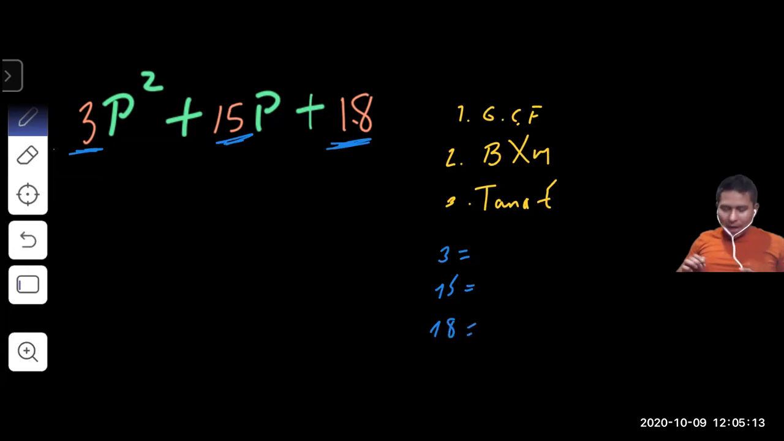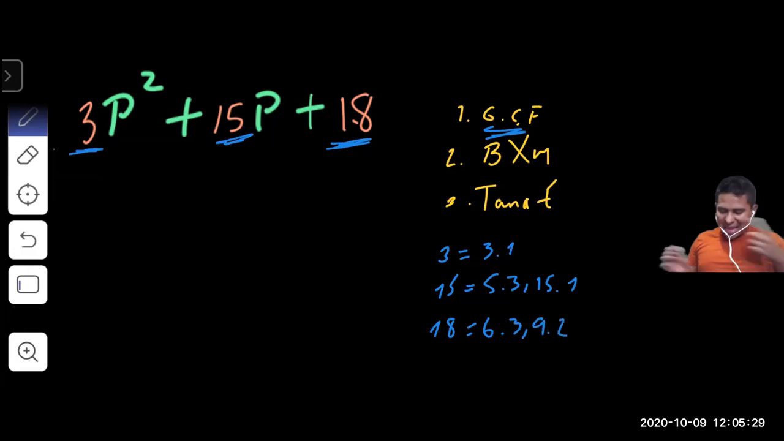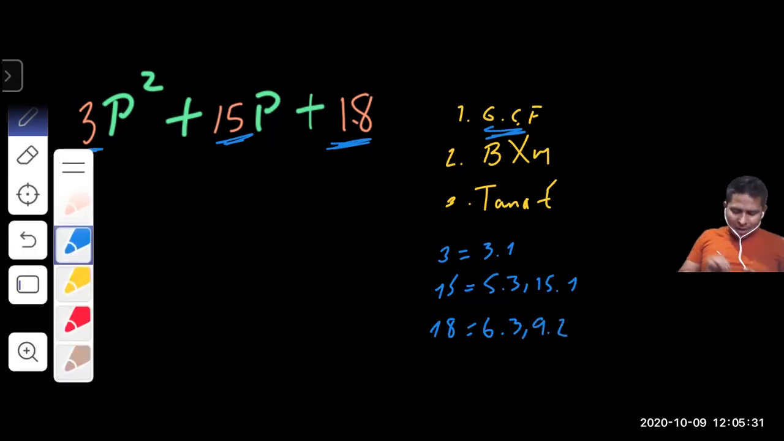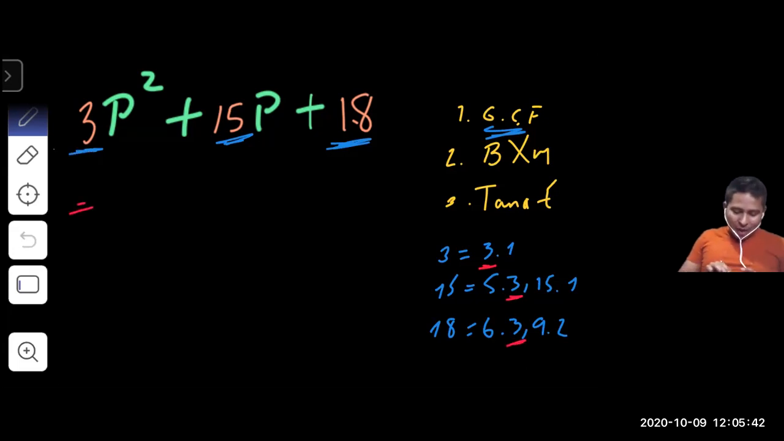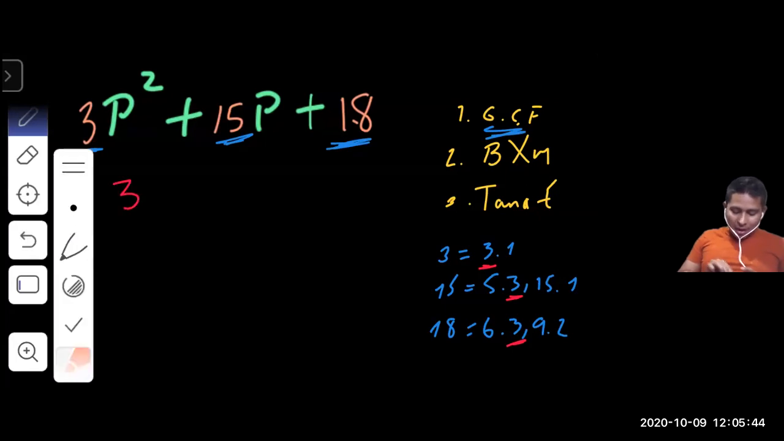Okay, I'm going to find out the greatest common factor. 3 times 1 is the only way that I can factor 3. 15 can be factored as 5 times 3 and 15 times 1. 18, guys, 18 can be 6 times 3, 9 times 2, and etc. What is the greatest common factor, guys? The number that appears in the 3 lists. 3. Thank you, someone said 3. Okay, it's 3. I'm going to take that as a common factor.